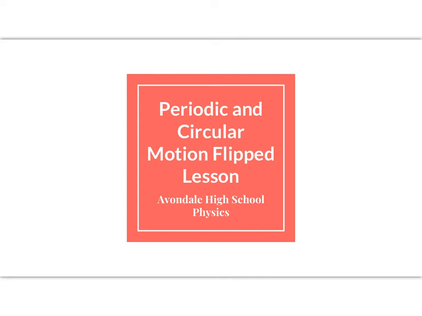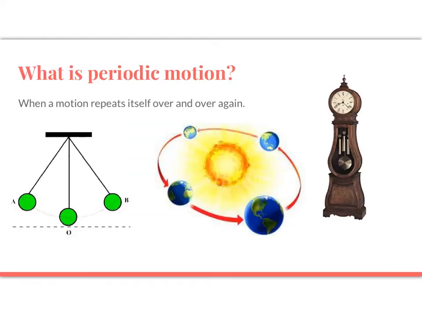Today I'll be talking about the basics of periodic and circular motion. Periodic motion is a very general term for any time a motion repeats itself over and over again. The most classic example of this that we'll explore really in depth in this unit is a pendulum. So a pendulum swings back and forth forever and ever.